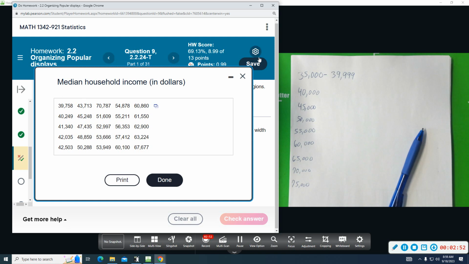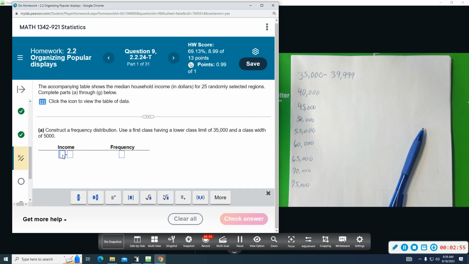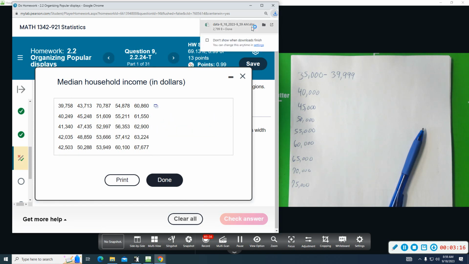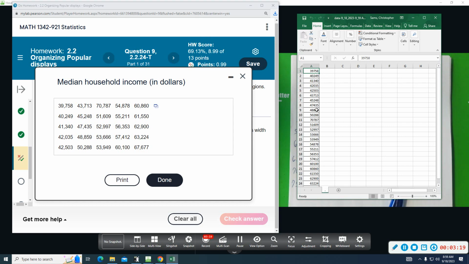So at this point, I'm going to go ahead and switch over, and we're going to input all of these in the computer. So I'm going to do 35 to 39,999. All right, so we also want to count the frequency. So what I'm going to do is open this in Excel, and we're going to sort this data. So here are all the numbers. I'm not sure if they're sorted. No, they're not sorted, so we've got 70. So what I'm going to do is go to Data, Sort A to Z, and it's going to do lowest to highest. So now everything is sorted.